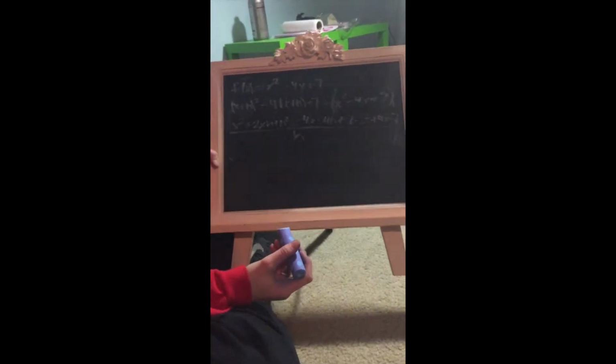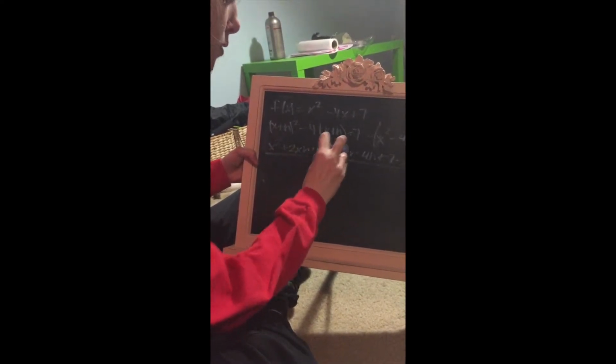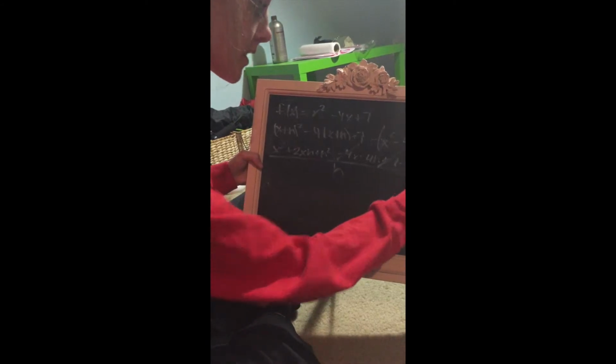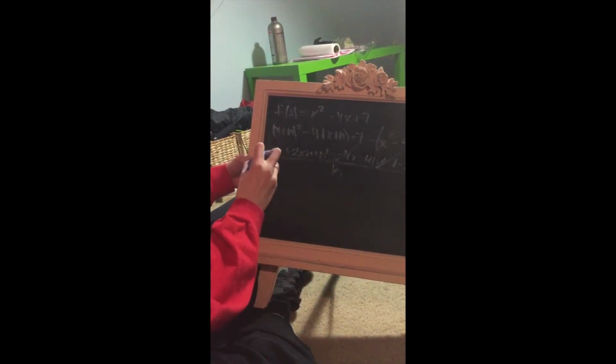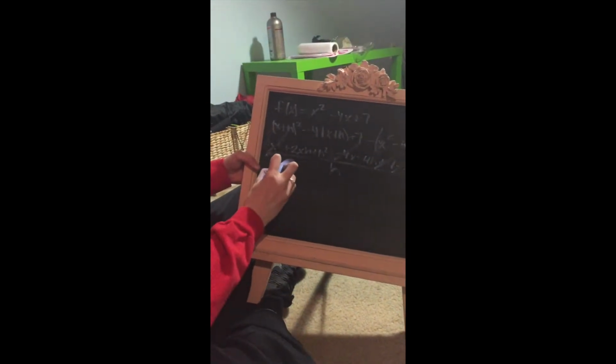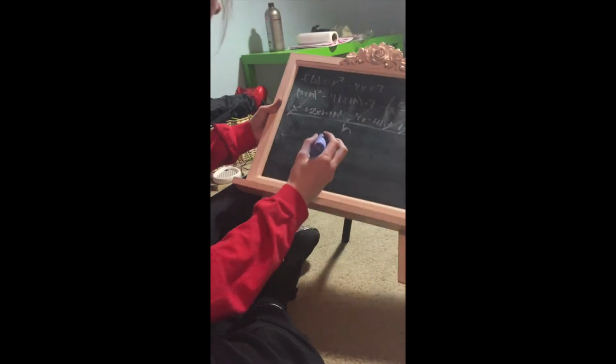Then you cancel out the ones that equal 0. So you do negative 4x plus 4x, plus 7 minus 7, plus x squared minus x squared. And I think that's it.